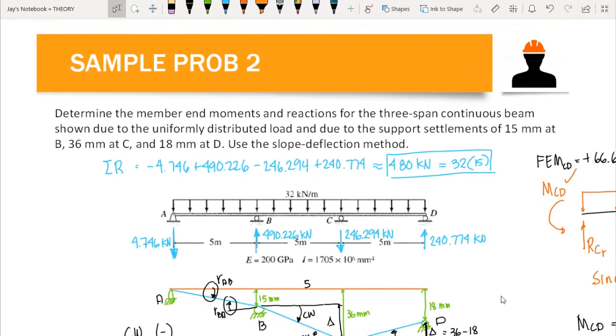So if you wish to watch the third part of the discussion, which I will discuss to you about how to apply slope deflection method to frame analysis.